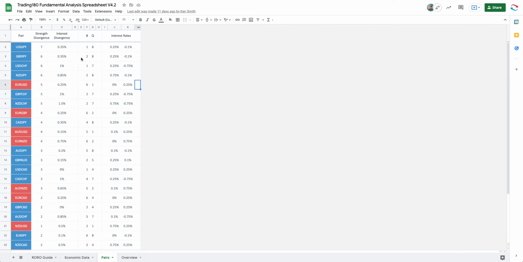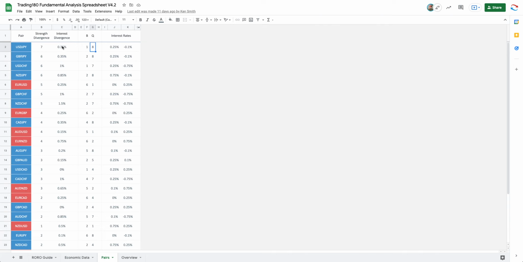So for pairs, the biggest divergence should be the dollar yen, and we have the base and the quote currency right here. We also have an interest divergence, meaning that we have interest rates. So at the moment, the dollar interest rate is 0.25, and the yen is at minus 0.1.